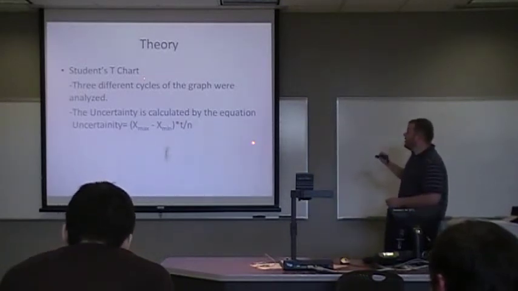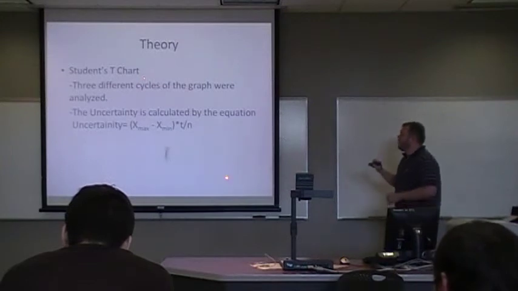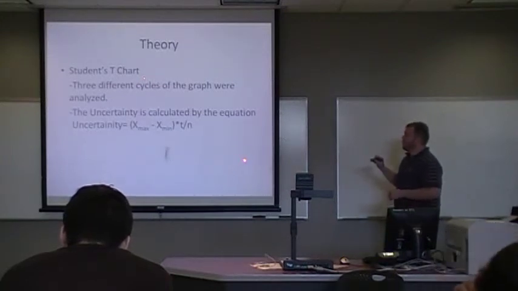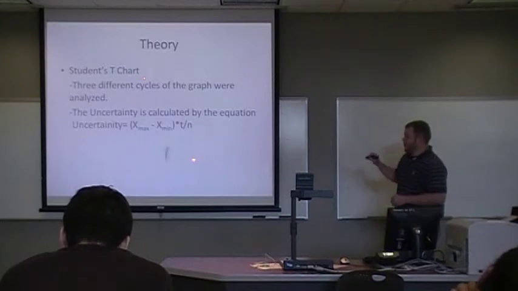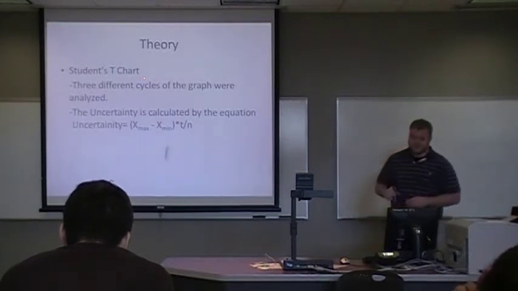All right, for the theory, for the student T's part, I used 3 different cycles of the same system, or the same test run. And this is the formula I used for the uncertainty off of Dr. Henry's website.